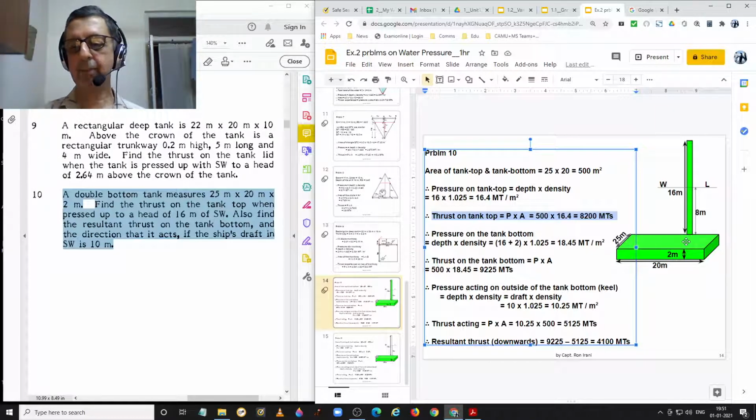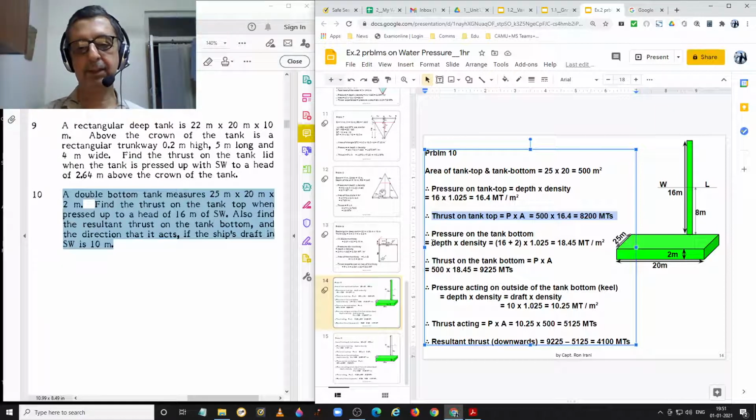Pressure on the tank bottom. For pressure on the tank bottom, we have to add this height of the double bottom tank to 16 meters because it is from the top of this sounding pipe or air pipe. It is from the top of the head that is mentioned to us as 16 meters. So the head on the double bottom tank bottom is equal to 18 meters.